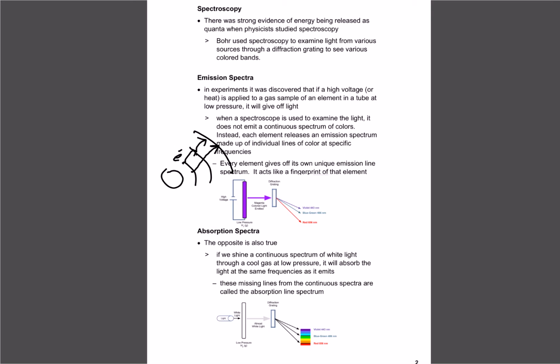Okay, so then what he did was he thought, well, what would happen if we do it in reverse? So in this case, he shines white light through a cool gas of hydrogen, and all of the white light goes through. When it goes through the diffraction grating, it gave a full spectrum. But because in this case the electrons are absorbing energy, it absorbs those frequencies out of the spectrum.